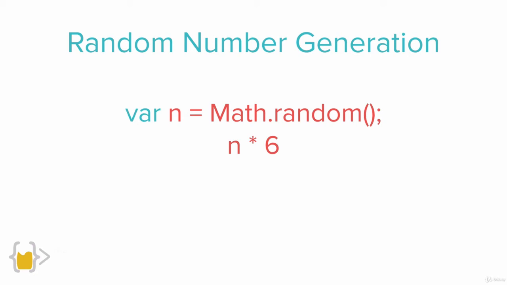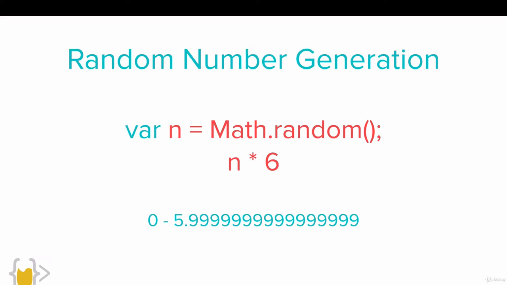So if we need numbers between 1 and 12, then we would multiply it by 12. If we need it as a dice, then we would maybe multiply it by 6, because we want numbers between 1 and 6. So this then changes the range from 0 to 5.99999. And we can now get any number within that range from this code.